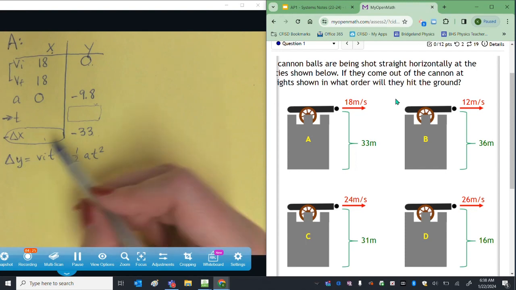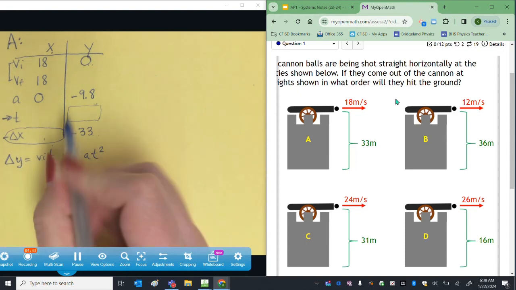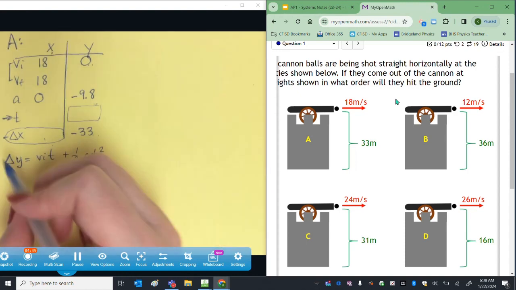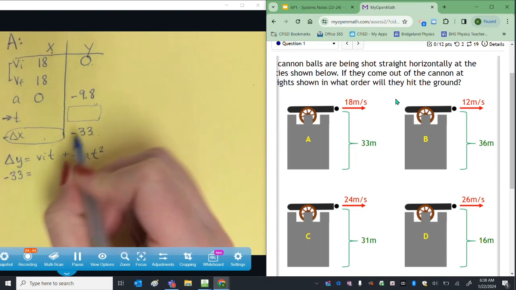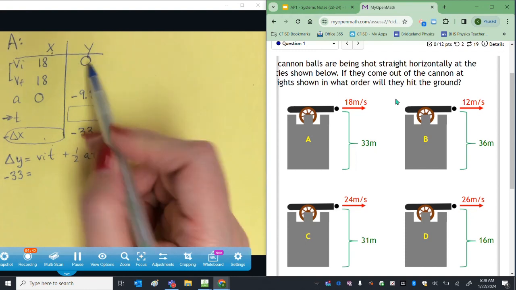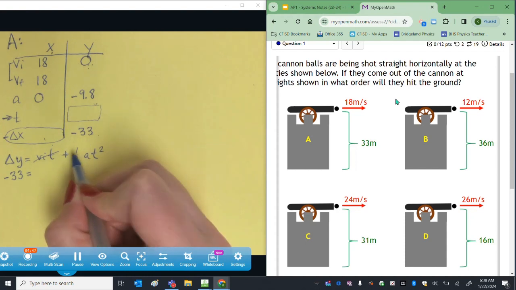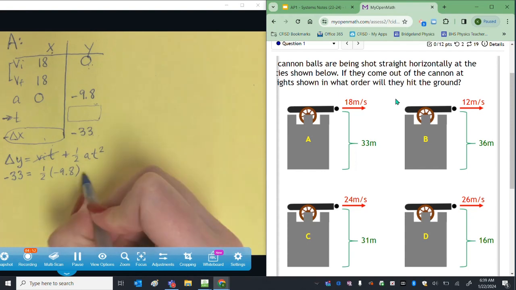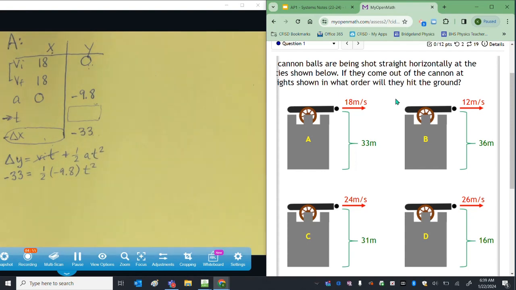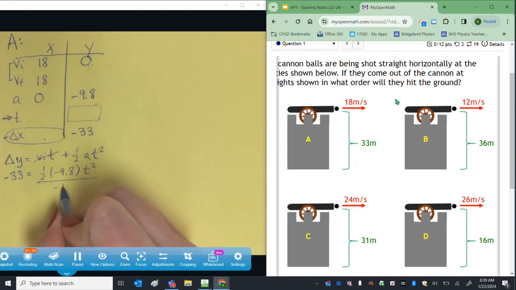Again, I wrote delta Y because it's displacement in the Y direction. Your equation sheet and the board say delta X, but you can use it interchangeably depending on if we're solving for X or Y. So my displacement vertically is negative 33. My initial velocity vertically is 0, so this whole bit's going to go away. I'm not going to bother even writing it because I'm going to be adding 0. And so I have 1/2 negative 9.8 t squared. From here I'm going to divide both sides. Half of negative 9.8 is negative 4.9.